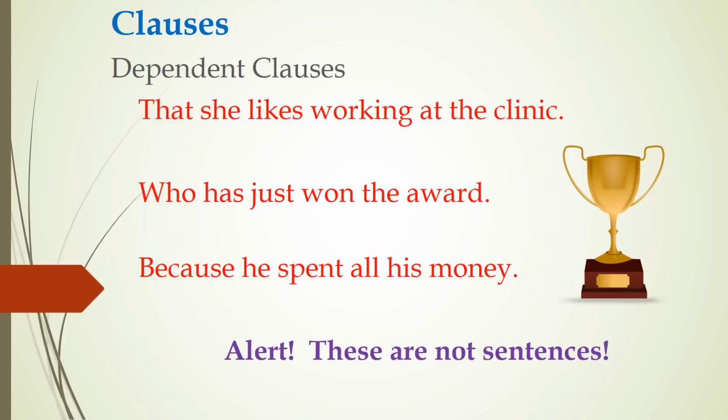And another way of thinking about it, as I said before, if you walked up to someone and said, that she likes working at the clinic, the person would wonder what you're talking about, because we're missing information. Or because he spent all his money. Well, what happened because he spent all his money? We're still waiting for more information. We don't have enough. So this is not a complete sentence. And so it's not an independent clause, it's a dependent clause. It depends on further information.